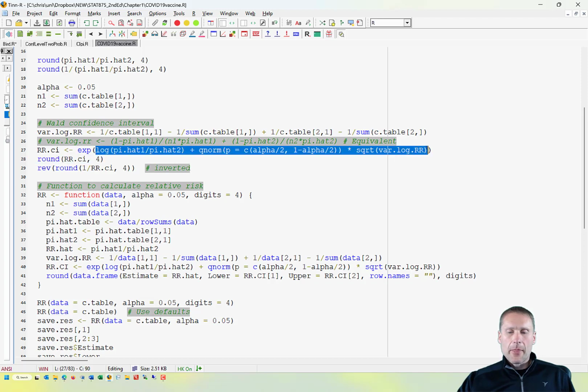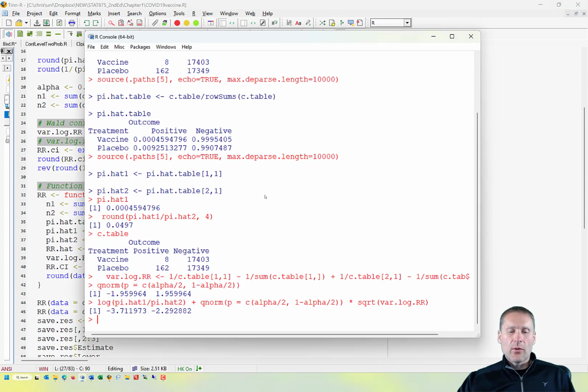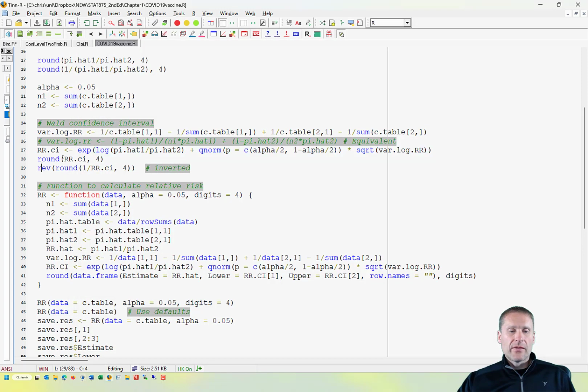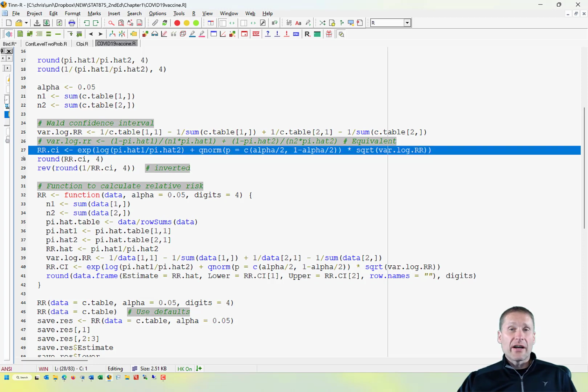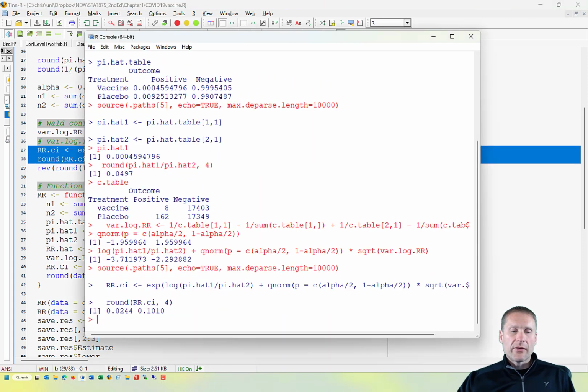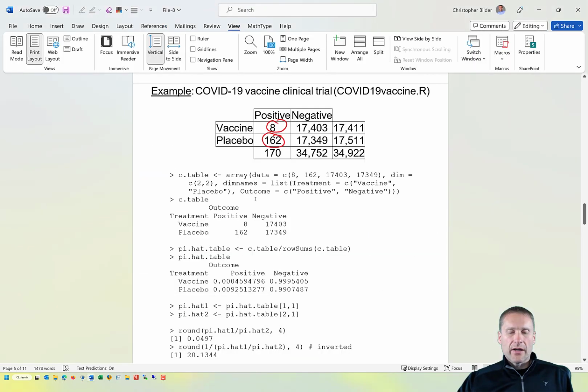So let me go ahead and just run that segment of code for you. This gives me my confidence interval for log of RR. Because I want a confidence interval for RR itself, I can use the exponential function with this entire part here. Put that into an object called rr.ci, for lack of a better name, relative risk confidence interval. And then we can round both the lower bound and the upper bound to 4 decimal places by using the round function. So here's my confidence interval, 0.02 to 0.10. Let me come on back over here to my notes.